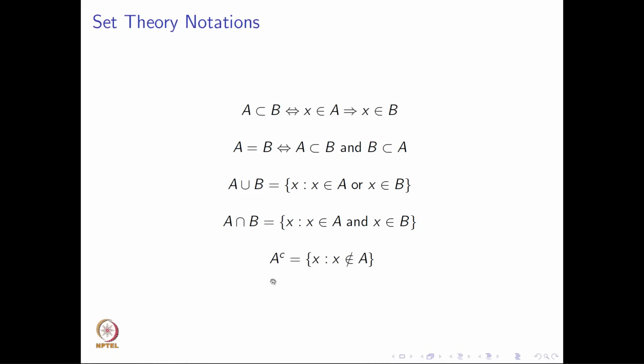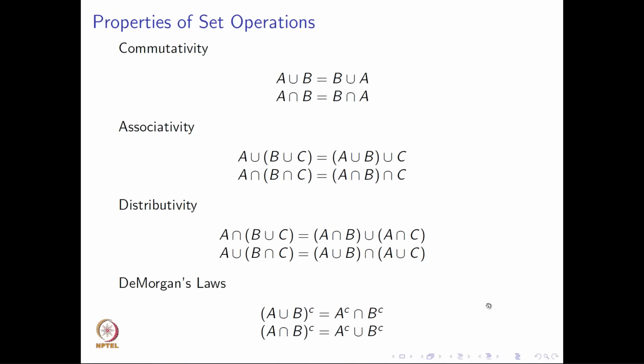Finally, the complement of a set A is essentially the set which contains all elements in the universal set except for the elements present in A. In our case, the universal set is essentially the sample space. This slide lists out the different properties of set operations such as commutativity, associativity, and distributivity, which you should all be familiar with. It also lists out the De Morgan's laws, which can be very useful.